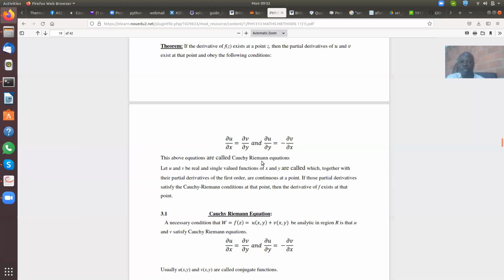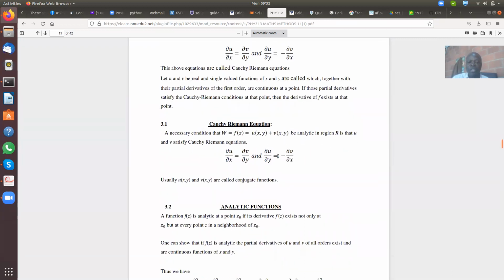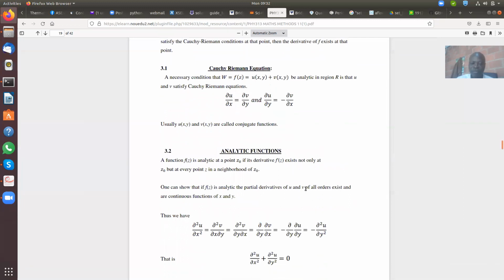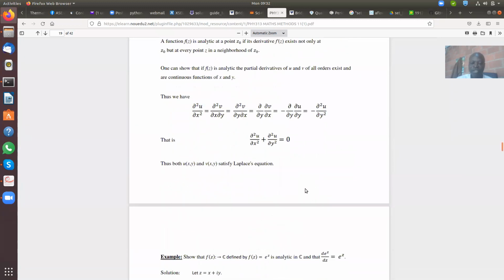So if you have a function and you take the derivative and the result exists, and you put it in this expression, and you satisfy what we call the Cauchy-Riemann equation, the function is what? Analytic. So now let's look at the Cauchy-Riemann equation. A necessary condition that w equal to f of z be analytic in region R is that u and v satisfy the Cauchy-Riemann equation. That is, if you are given a function and you want to test if the function is analytic, it must satisfy what we call the Cauchy-Riemann equation, which is this. So let's look at a few examples and see how these things can be looked into.